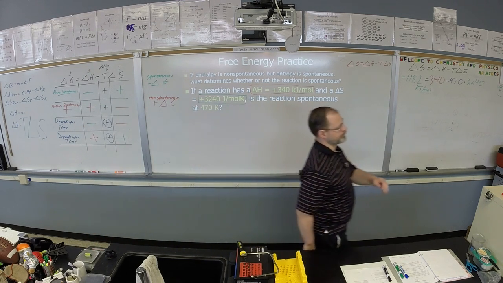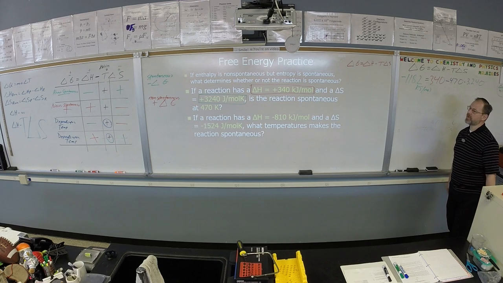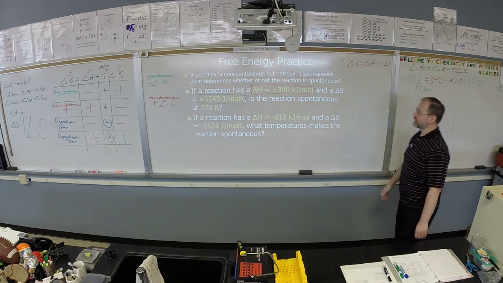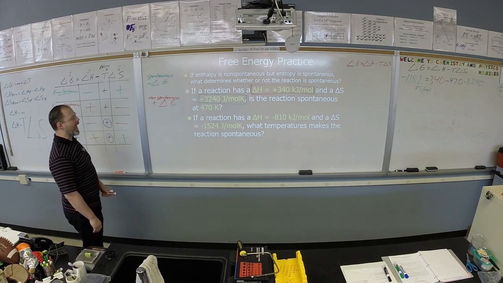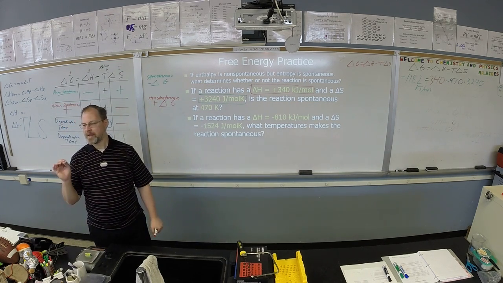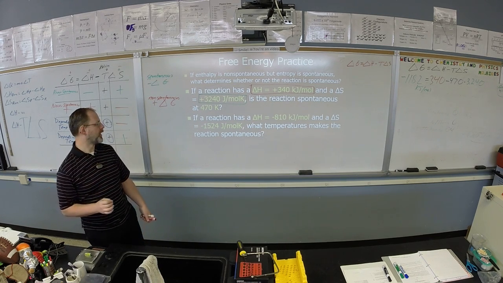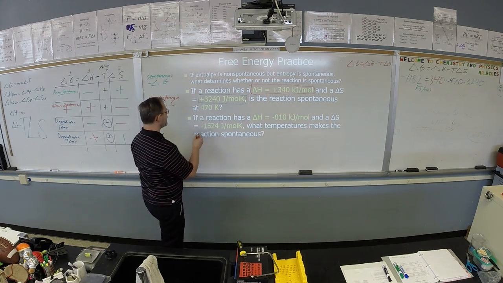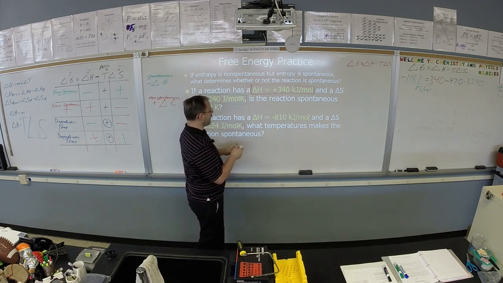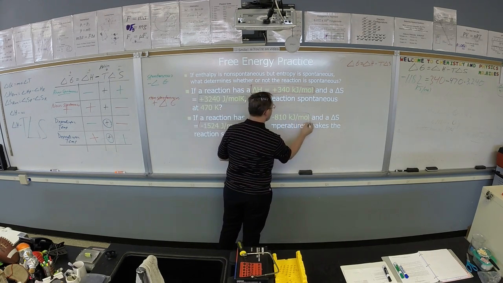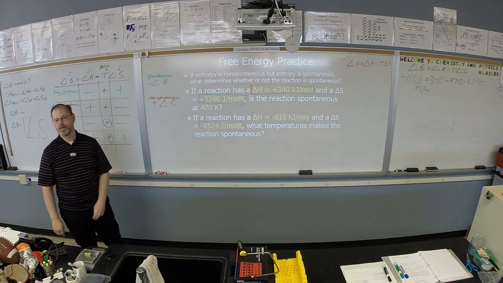All right, next one. If a reaction has a delta H of negative 810, hey, that's spontaneous. And a delta S of negative 1500, that's non-spontaneous. At what temperatures, plural, is the reaction spontaneous? So you've got a non-spontaneous entropy, and you've got a spontaneous enthalpy. What temperatures make the reaction spontaneous?